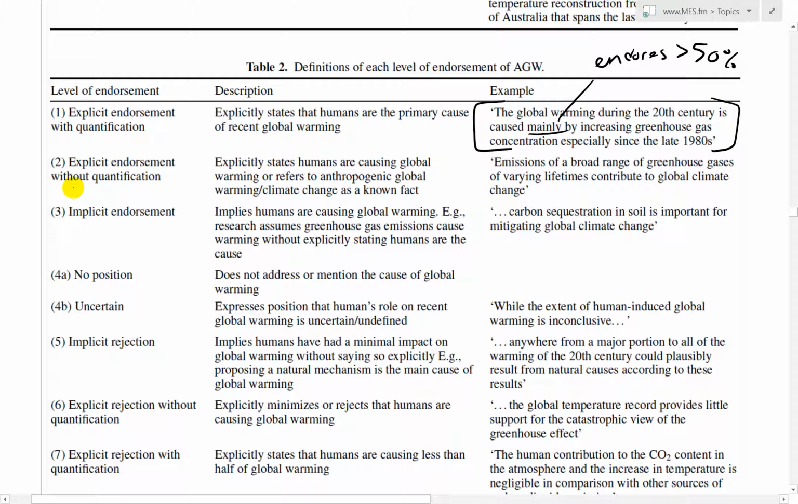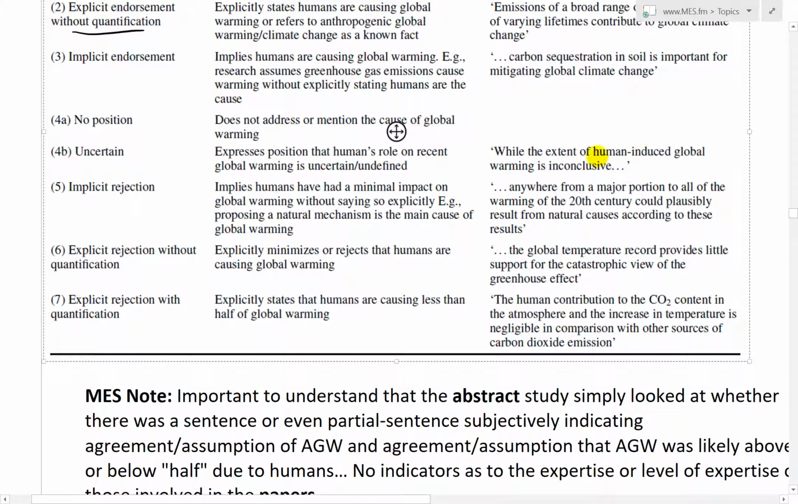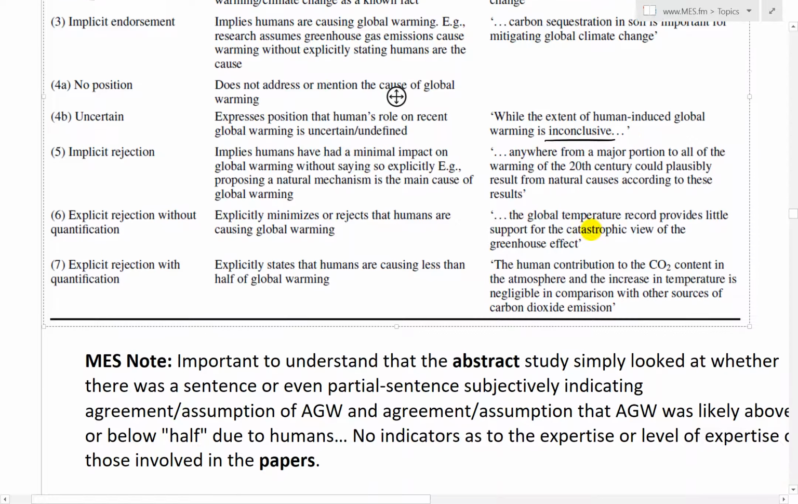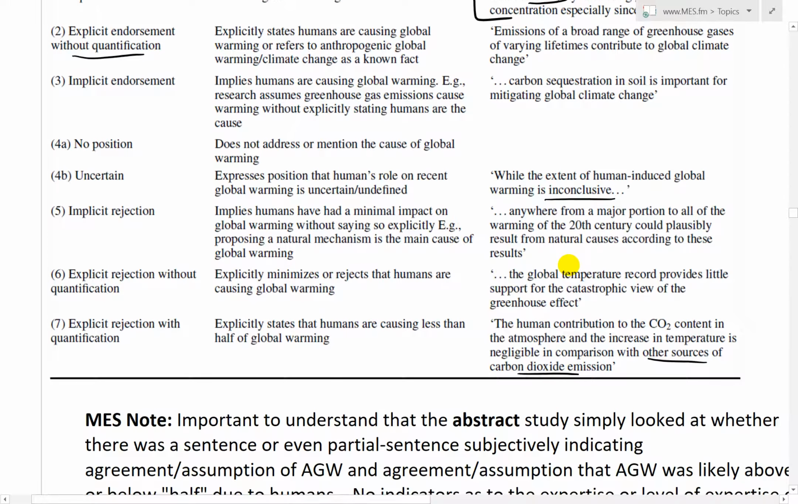And then without quantification, emissions of a broad range of greenhouse gases of varying lifetimes contribute to global climate change, and going on. No position while the extent of human-induced global warming is inconclusive. Actually, that's uncertain. Then there's a rejection. The human contribution to the CO2 content in the atmosphere and increase in temperature is negligible in comparison with other sources. These are actually, in my opinion, actual experts because they're actually arguing against just an assumption. So that's my view. I'll get to that later on.